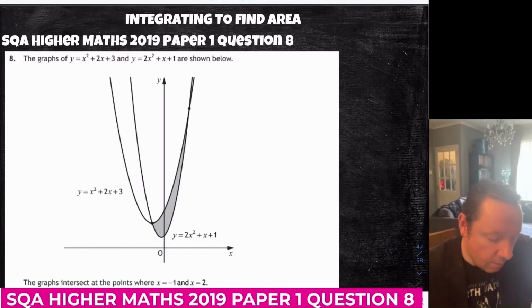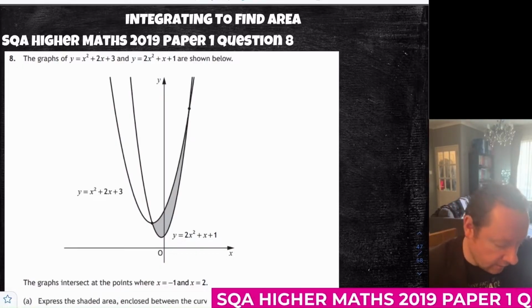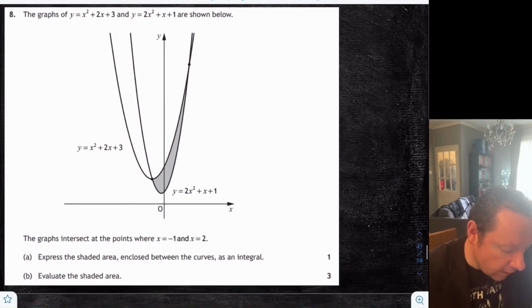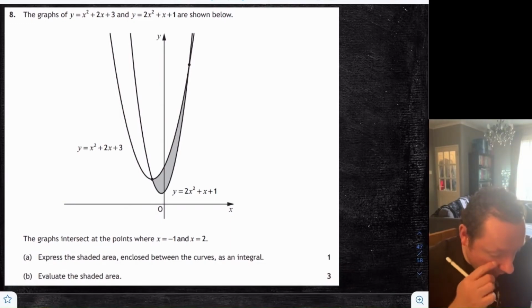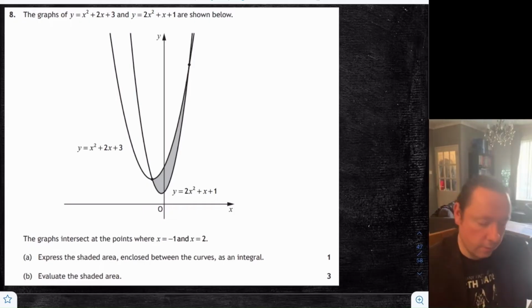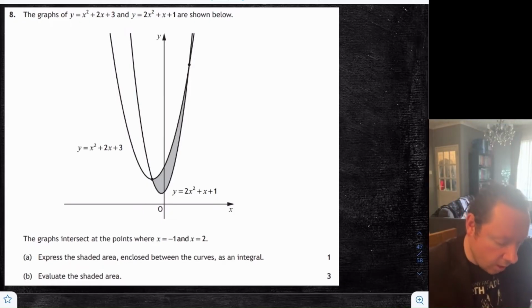Okay, integrating to find area. SQA Higher Maths 2019, Paper 1, Question 8. The graphs of y equals x squared plus 2x plus 3 and 2x squared plus x plus 1 are shown. They intersect at -1 and 2. Express the shaded area as an integral. So it's leading us through this one. Remember, to get our shaded area, it is the upper curve minus the lower curve. So just tracing this, there's my upper curve there, which is this one, and there's my lower curve there. So I do the integral between -1 and 2 of this minus this.